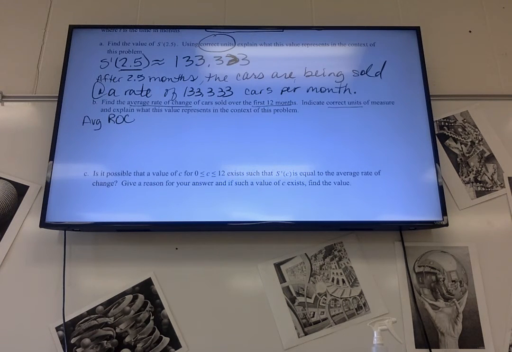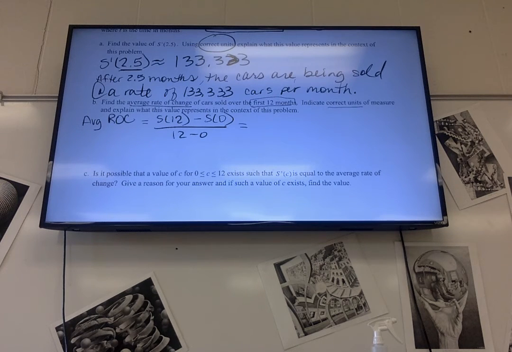Average rate of change for the first 12 months would be from 0 months to 12 months. You have to do like a slope. So you just do S of 12 minus S of 0 over 12 minus 0.